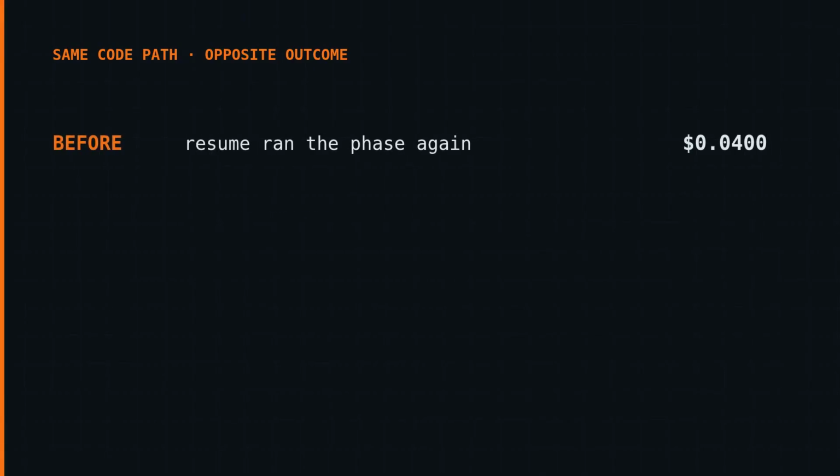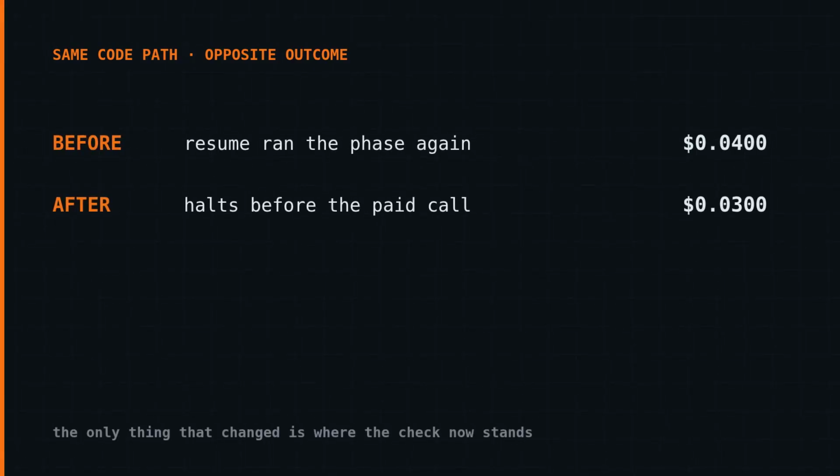The same entry point that leaked a penny 30 seconds ago now holds the line because the line is finally being checked on the way back in before anything gets bought. That one log line, reached before spending, is the receipt. It is the machine refusing at the second entrance to do the exact thing that ran the meter to $42 at 12:40 in the morning. Same code path, same over budget state, opposite outcome. The only thing that changed is where the check now stands.